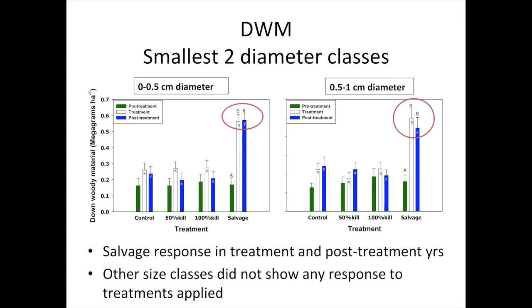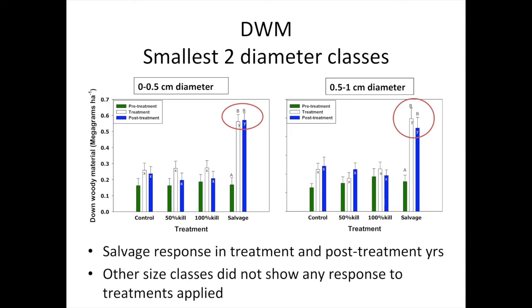And then I looked at 7 different size classes of downed wood, and here we're looking at 0 to 0.5 centimeter diameter wood and 0.5 to 1 centimeter diameter wood. So those are very small size classes. What we see here is in the salvage log stands, after the logging has happened, a pulse in those two, not too surprising. But what was interesting is that we didn't see a pulse in any of the larger size classes, despite all that logging activity going in there.